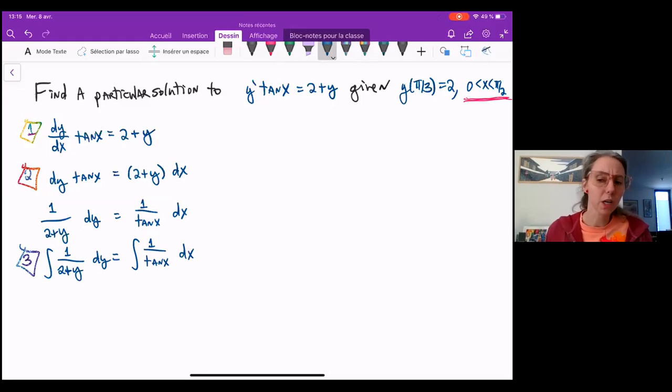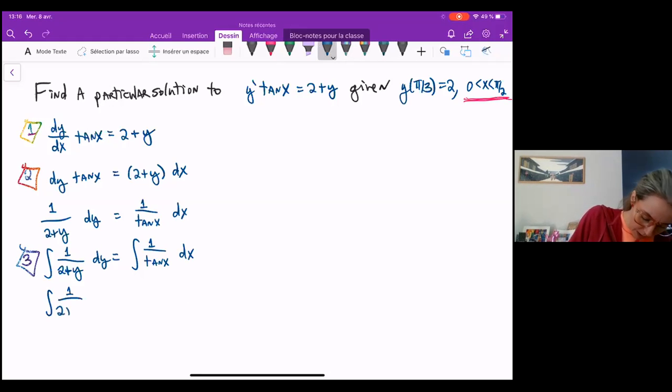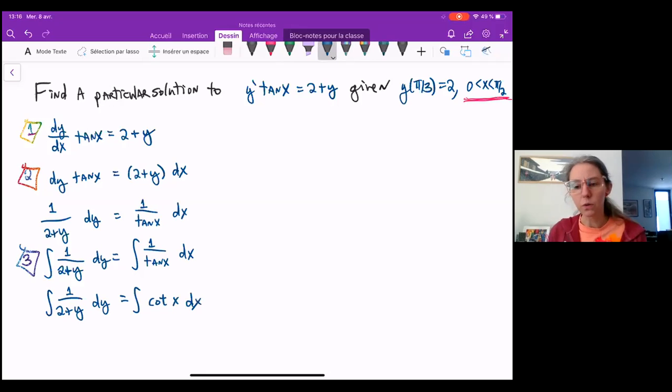Before I integrate, I'm just going to look at that 1 over tangent x. I know the integral of tangent x, but that doesn't matter because it's in the denominator. I don't have tangent x. I have 1 over tangent x. So I'm going to need to use my reciprocal identity here to rewrite this as cotangent. So before I even think about integration, that's the first thing I'm doing. So 1 over 2 plus y dy is equal to cotangent x dx. Now, both of these are known forms. You should be able to look at them and just write down the answer.